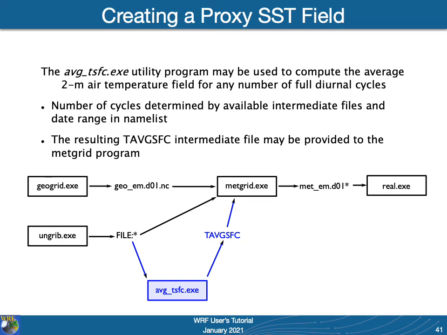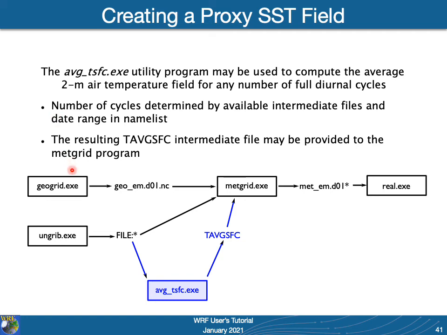The WPS provides a utility called average_tsurface.exe, which can be used for this purpose. What this utility program does is compute a temporal average of the 2-meter air temperature, with the average computed over some integral number of diurnal cycles, depending on the available intermediate files in your run directory. After this program finishes running, it writes output into an intermediate file format with a file name of taverage_surface, and inside this intermediate file we have a single field that's also called taverage_surface. This represents the pointwise temporal average of the 2-meter air temperature.